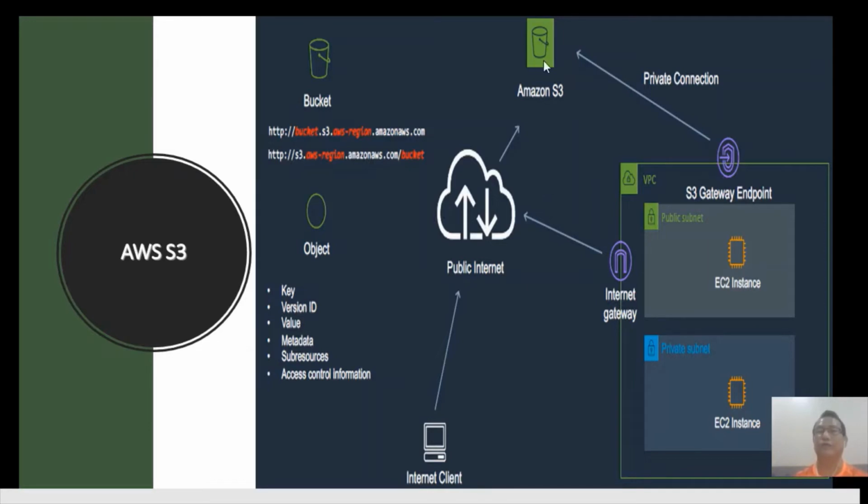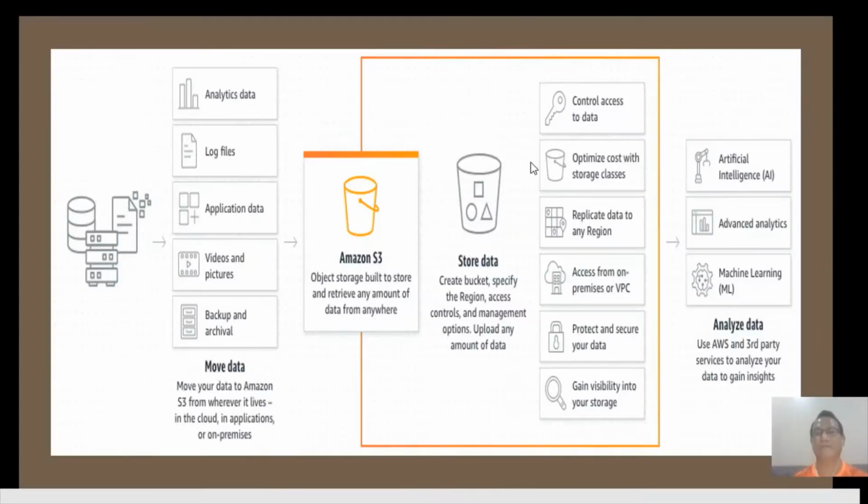We use it for storing data. We'll see the use cases in the next slide. You see the picture like a bucket. In the S3 bucket we put different kinds of information like analytical data, log files, application data, videos and pictures, and backup and archival data.